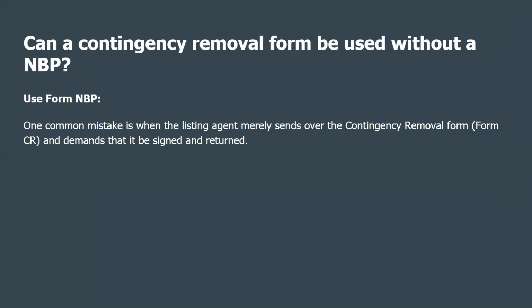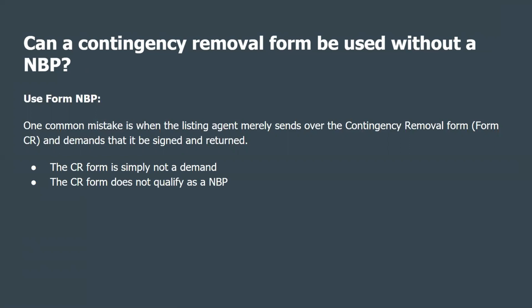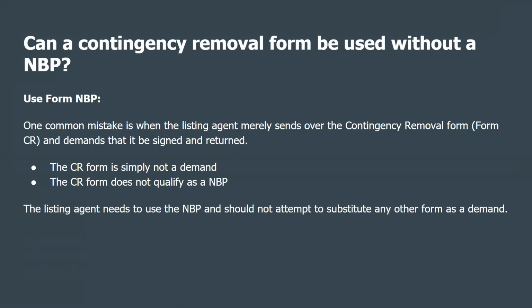One common mistake is when the listing agent merely sends over a contingency removal form and demands that it be signed and returned. The CR form is simply not a demand. The CR form does not qualify as a notice of buyer to perform. The listing agent needs to use a notice of buyer to perform and should not attempt to substitute any other form as a demand.